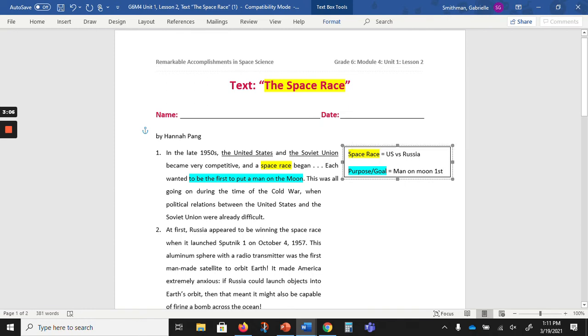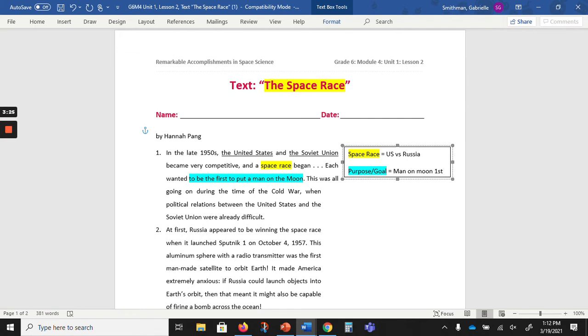Okay, next I'm going to read the next line. This was all going on during the time of the Cold War, when political relations between the United States and the Soviet Union were already difficult. So this looks like it's providing some context for me. It's giving me background information.